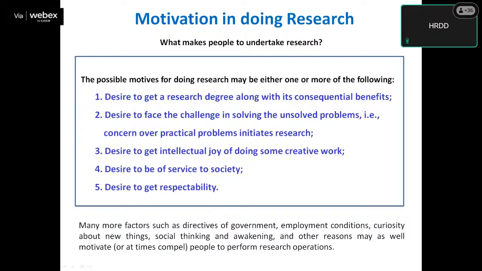Intellectual joy means there is an inherent joy in doing intellectual work. Once you are doing research, you will find that initially you start working on a problem, and you feel bored. But as and when the results come, you will have an intellectual joy. Once you get a solution, the joy is enormous. That intellectual joy drives many. That kind of satisfaction it gives.